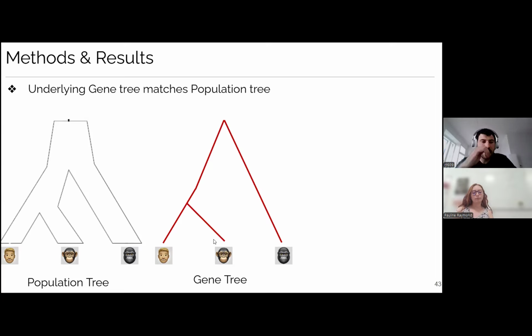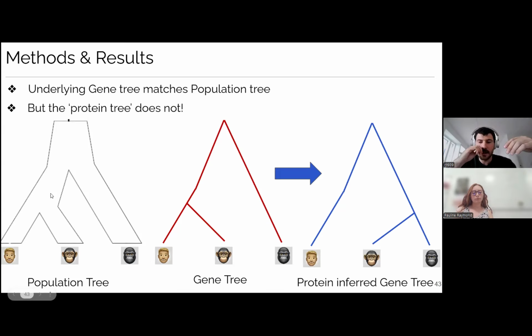However, it could be the case that the gene tree does match the population tree. So this local region or gene has a population history that matches the population tree and gives us accurately which tree it is. However, it is the protein tree that actually differs from the gene tree and thus differs from the population tree. So we want to get a sense of how often this happens.